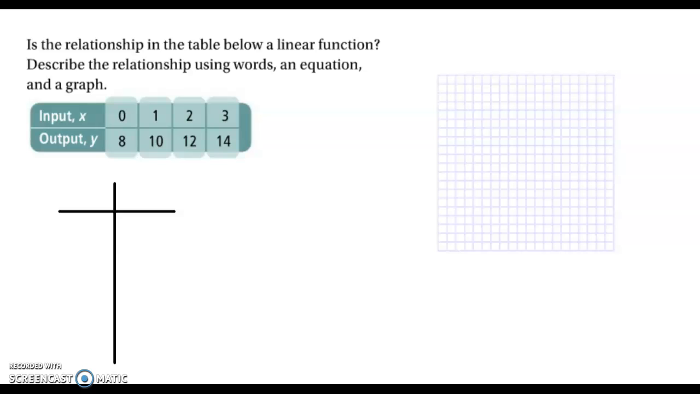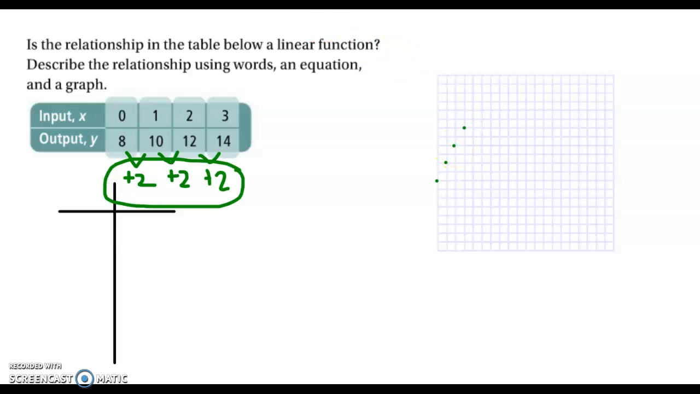Here our table is just going the other way. So I can see here from 8 to 10, I add 2. From 10 to 12, I'm adding 2. From 12 to 14, I'm adding 2. So I can see that this is linear because the difference is always constant. I'm always adding the same amount there in my output. When I go to make my graph, I have 0, 8, then 1, 10, 2, 12, 3, 14.